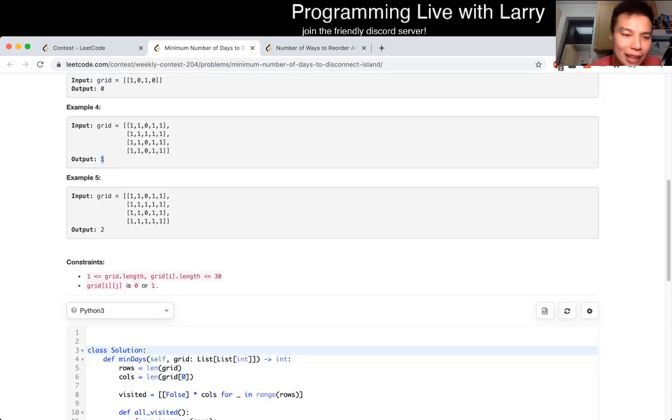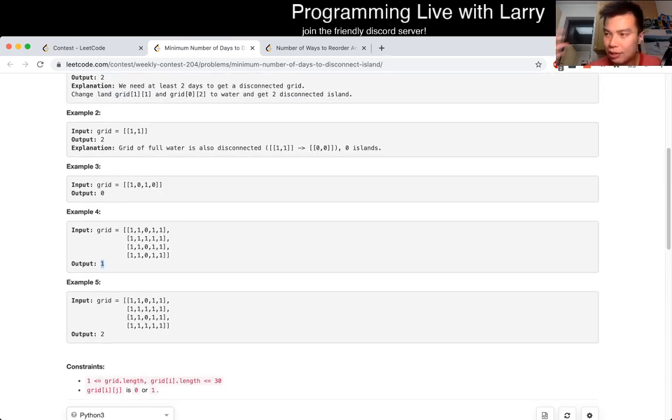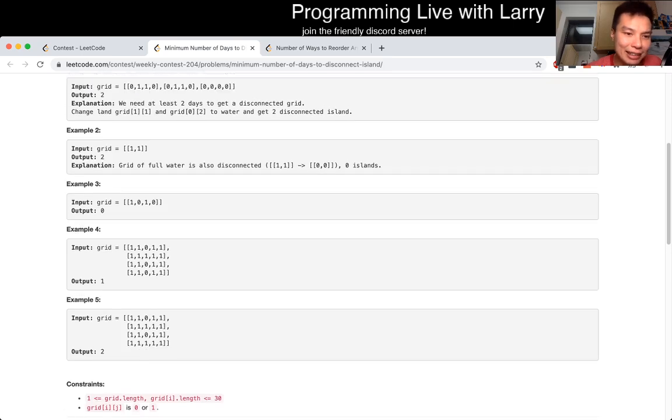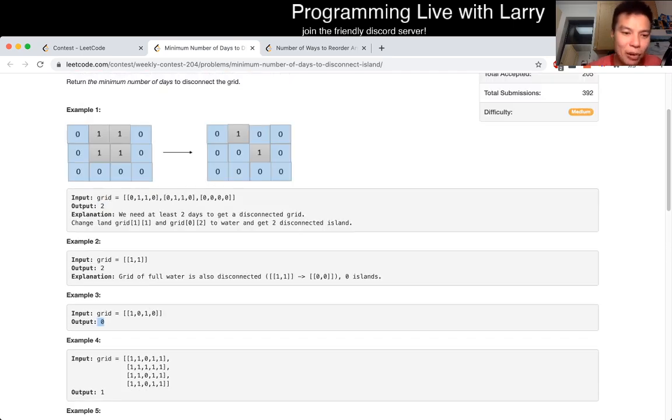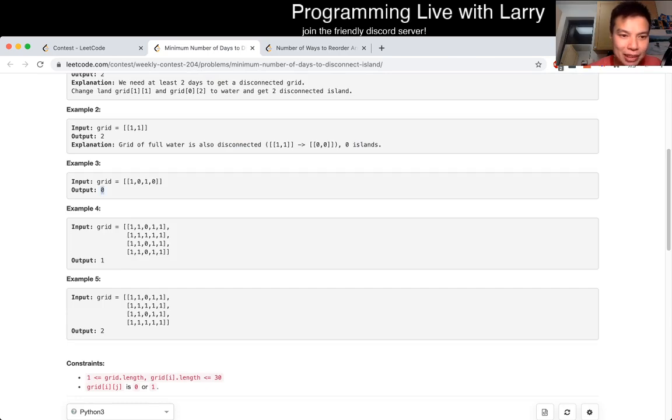Now here's where I look at the constraints of the problem. Given that rows times columns is going to be 900, which is 30 squared, the most you can do is 900 squared to have a reasonable expectation that it'll finish in time, right? Because of that, the 0 case is very easy. You just do, like I said, connected components. If it's already more than 1 island, then the answer is 0. If everything's connected, then you have to do something else. So that's basically what I have here.